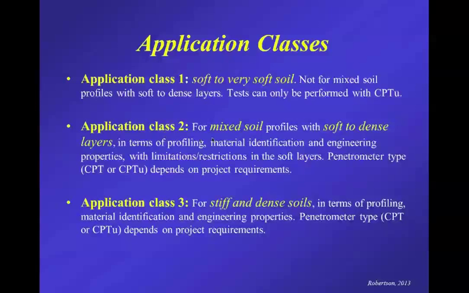Application 2, which is the more common one, is mixed soil conditions, where you may go from soft to dense layers, and you can use the results for profiling, material identification, and engineering properties, although there may be some limits and restrictions on the very soft layers. So you may not have the same level of accuracy in the very soft layers if you've got a higher capacity cone to get through the dense layer. And then class 3 is primarily denser soils, and you can use it for all things, profiling, identification, and engineering properties, because the materials are primarily dense or stiff.